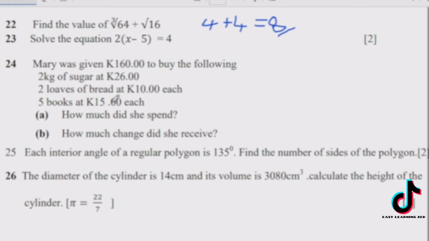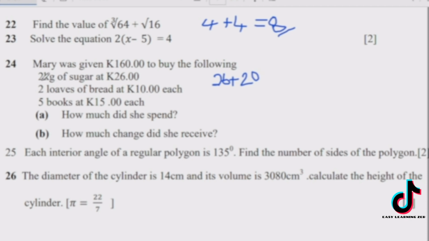Now we come to this question: Mary was given 160 kwacha to buy the following: 2 kg of sugar at 26 kwacha. So we write 26 kwacha. Then 2 loaves of bread at 10 kwacha each. That means each loaf of bread is equal to 10 kwacha. If she bought 2, it's going to be 10 kwacha times 2, which will give us 20 kwacha. Plus 20 kwacha.